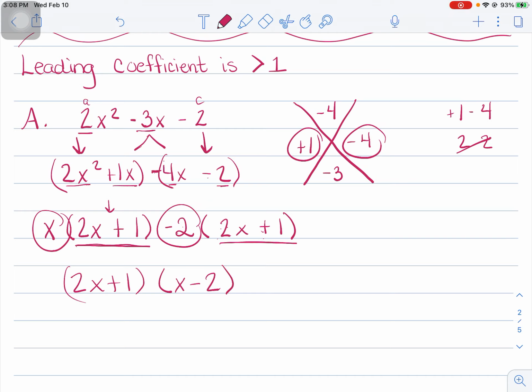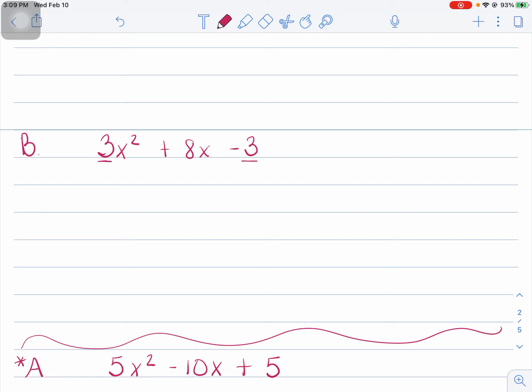All right, let's try another one. So we're going to look at A and C. We're finding factors that multiply to that. So we know we need -9, but add to get us 8. Well, factors of 9 that are going to get close to 8 are going to be 9 and 1.